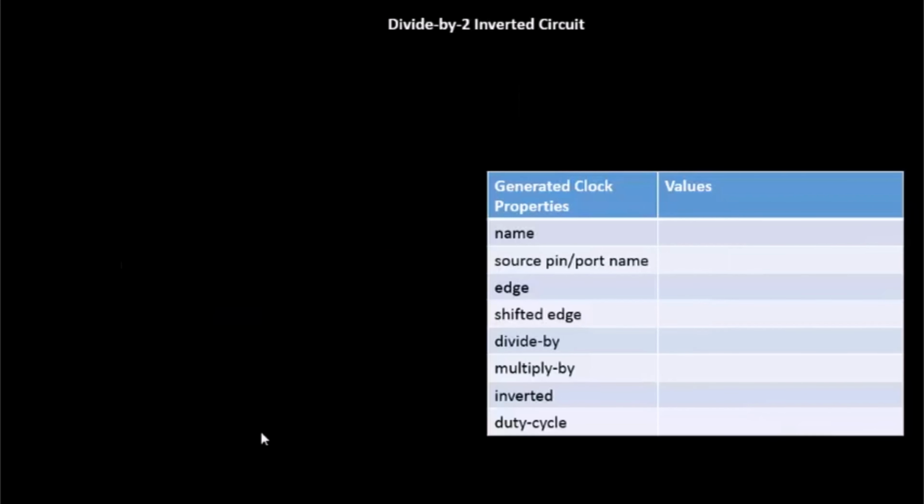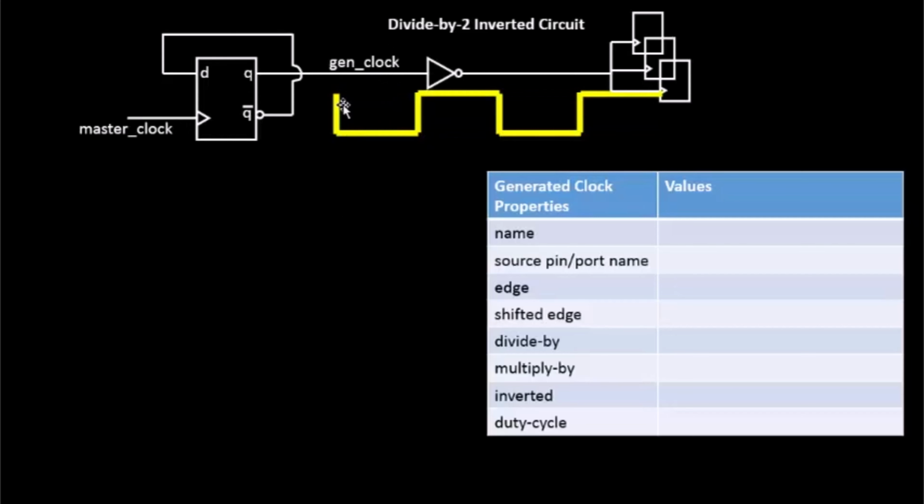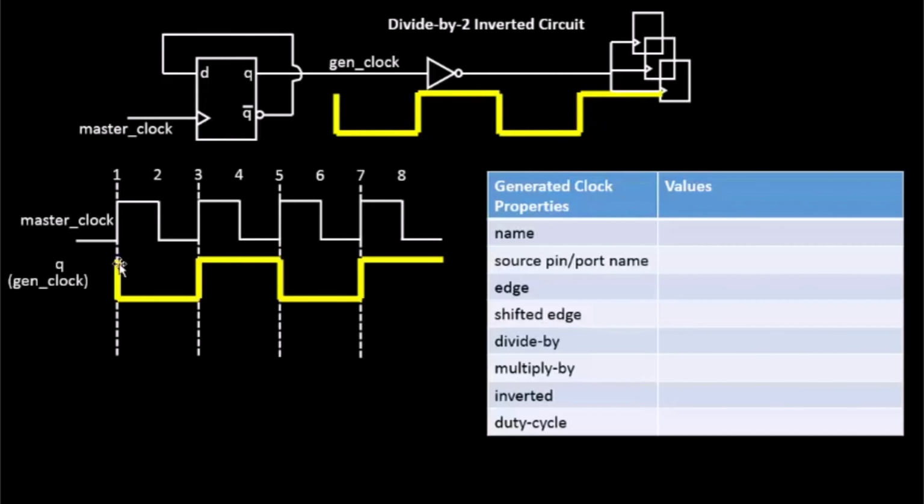Okay, so now we'll look into another circuit. It's called the divided by 2 inverted circuit. The waveform looks something like this. For example, initially you had this master clock and the gen clock was a divide by 2 of the master clock. So what if I just put an inverter over here? The waveform shape gets inverted. It's still a divide by 2 of the master, but the waveform shape gets inverted.